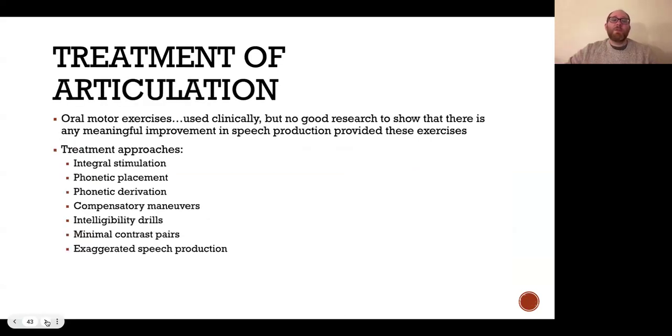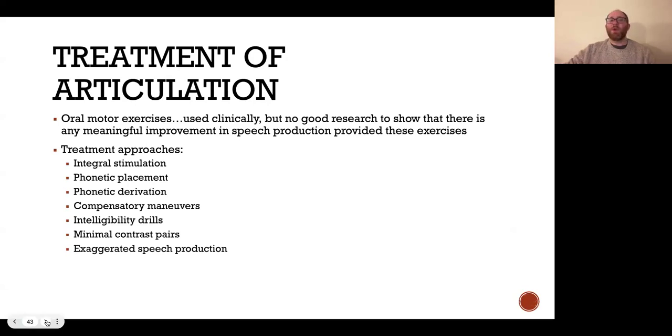And then as far as treatment of articulation goes, like I said earlier, speech tasks need to be functional. Oral motor exercises are unfortunately used clinically, but there is no good evidence to show that there is any meaningful improvement in speech production. Some people will go to a speech therapist with a facial droop and they want exercises to improve that. There's no good research that shows that oral motor exercises do that.